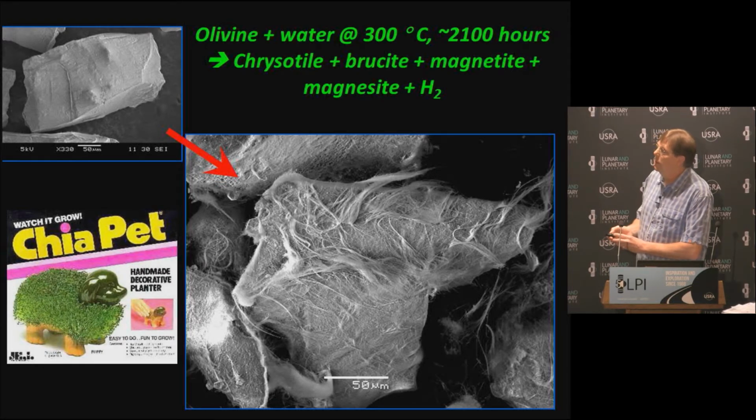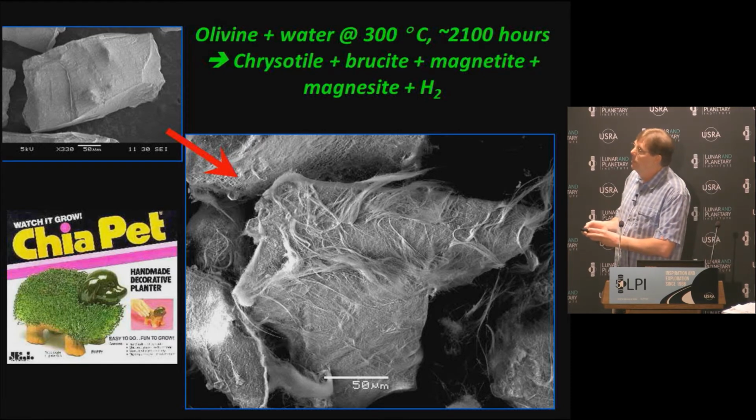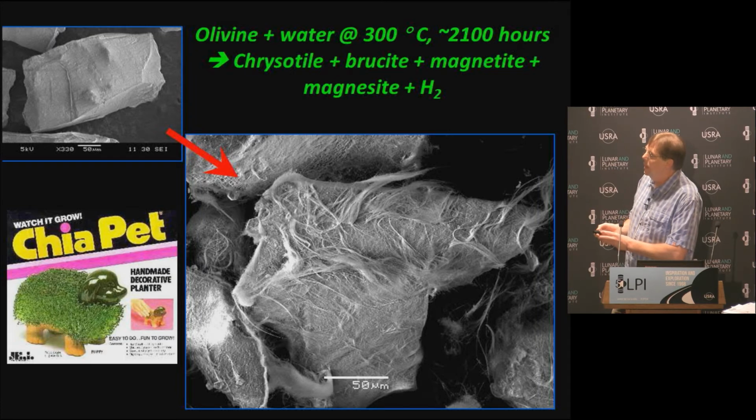Here's a quick overview of one of these experiments. You start out with this nice naked olivine, cook it at 300 degrees for about 3 months, and it comes out covered with this nice hairy-looking chrysotile mineral. There's also brucite and magnesite in this particular experiment, and some hydrogen being produced.